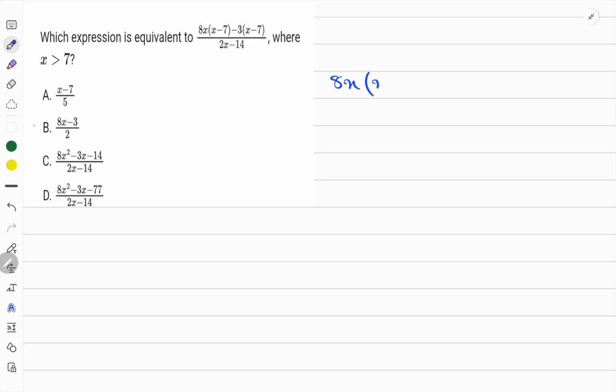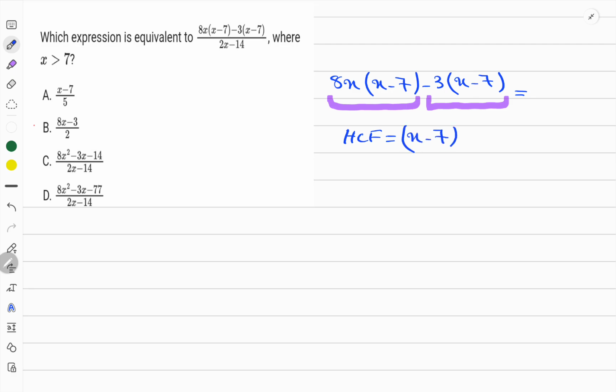Okay, 8x times (x minus 7) minus 3 times (x minus 7). We have two terms, the first one and the second one. As you can see, the highest common factor between these two terms is x minus 7. If you divide the first term by x minus 7, the leftover would be 8x. So factor out x minus 7, the leftover is 8x. You can see this here. This is the leftover. And for the second term, the leftover is negative 3. So instead of the numerator, you can write (x minus 7) times (8x minus 3).